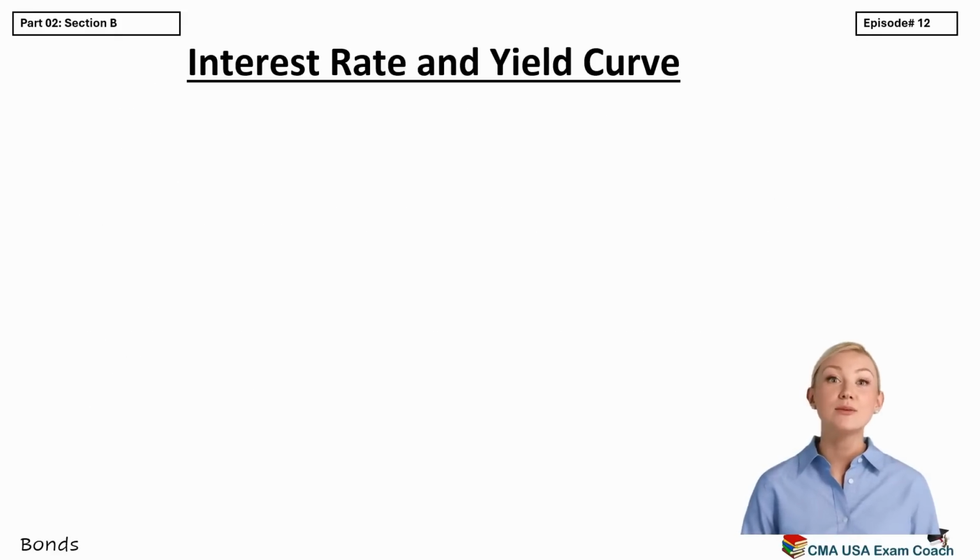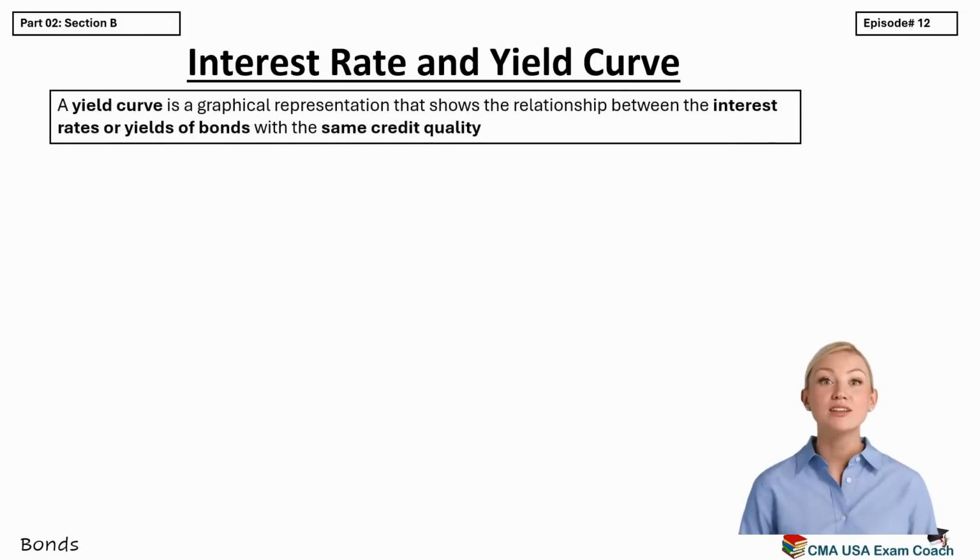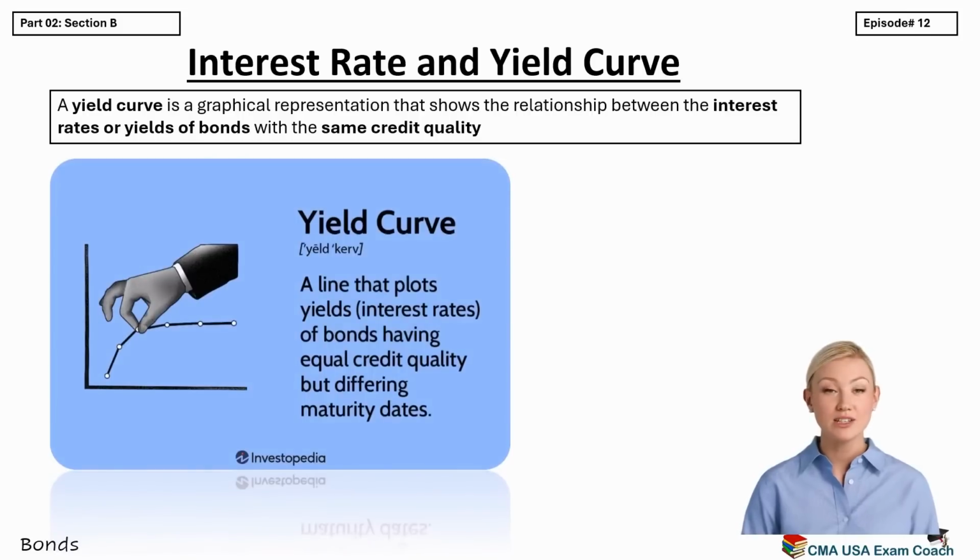Next, we'll explore the important relationship between interest rates and the yield curve, a concept that is widely used in both investment decisions and economic forecasting. Let's begin by understanding what a yield curve is. A yield curve is a graphical representation that shows the relationship between the interest rates or yields of bonds with the same credit quality, typically government bonds, but different maturities, such as short-term, medium-term, and long-term. The curve helps us understand how investors expect interest rates to behave in the future.